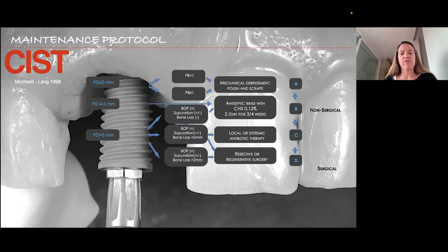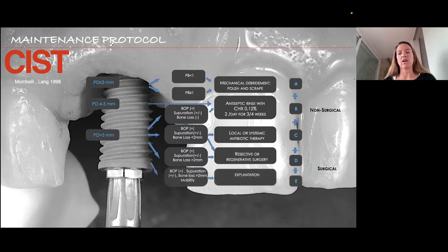If we also have a pocket depth of more than 5 millimeters with bleeding on probing, suppuration, and bone loss, the advised treatment is to go for surgical treatment. All the other non-surgical treatments are tried before, but in this case, it's advised to go for a surgical treatment. And of course, when the implant has mobility, as you can see in the last, then the explantation of the implant is the treatment to go.